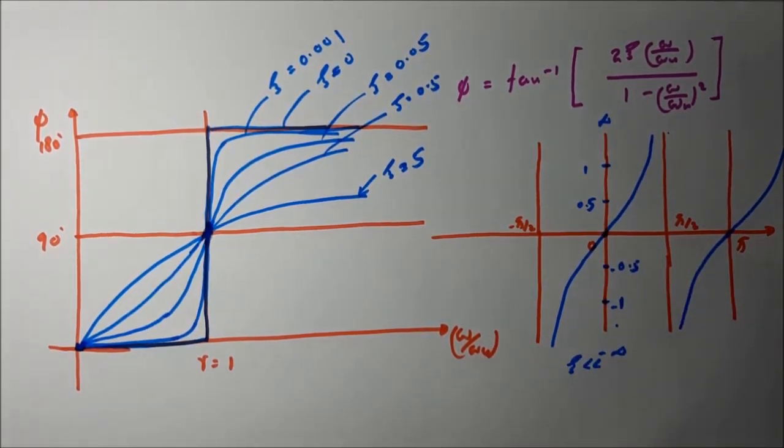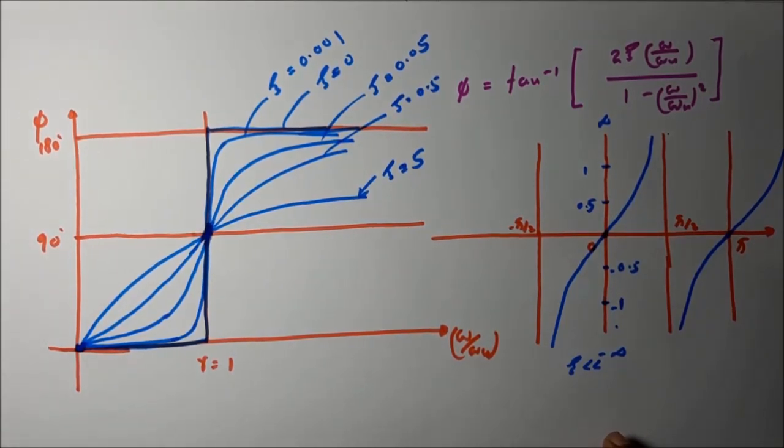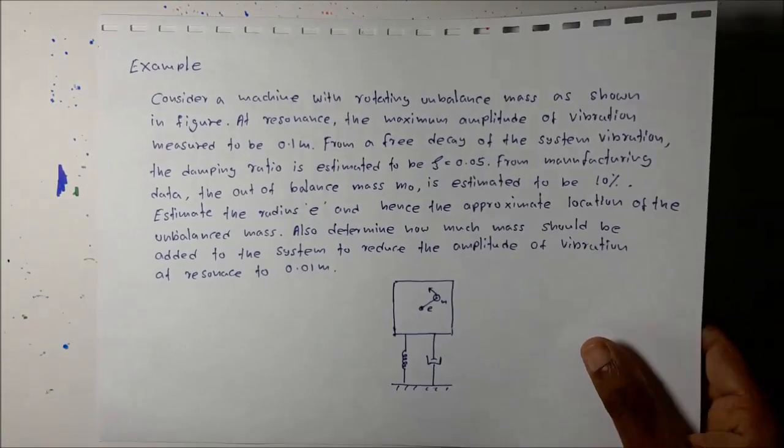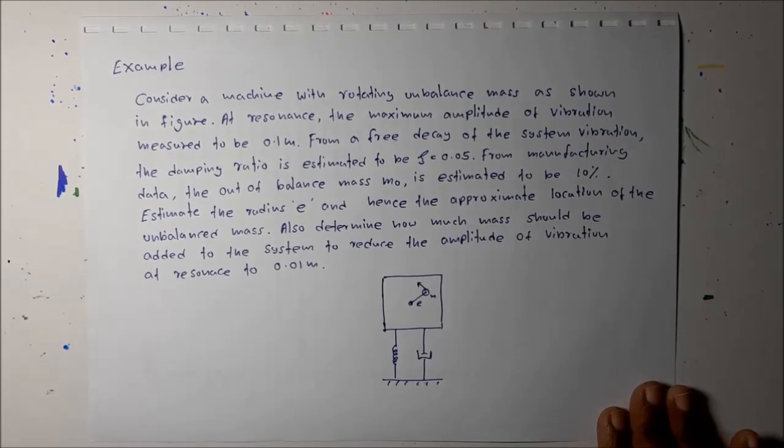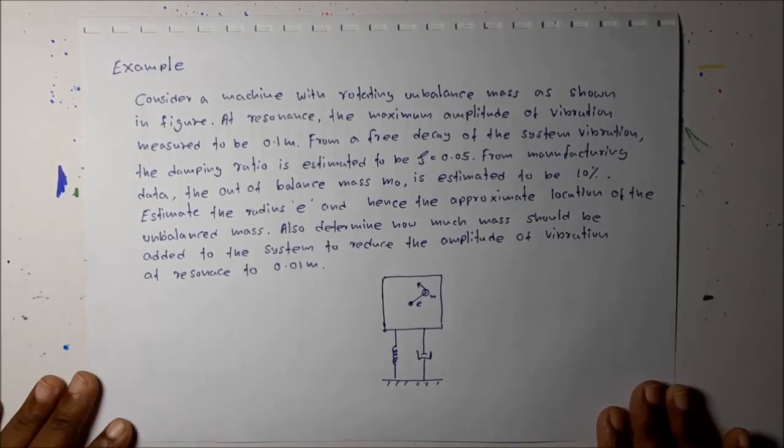I think you are all more clear with this, how a rotating unbalanced mass produces vibration on a mechanical system. I think you are all more clear with this theory. Then let's move to some example problems related to this kind of situation. This is the one we are going to consider first.